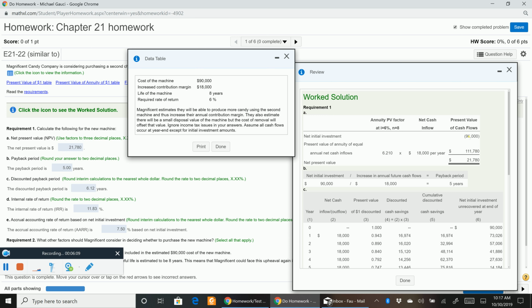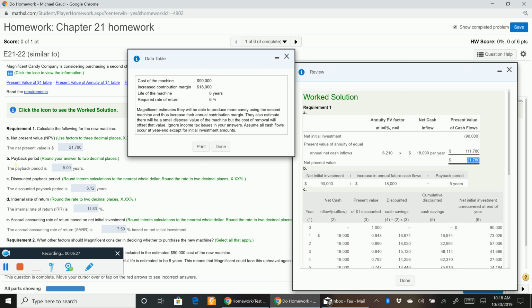$111,780 minus the net initial investment. You can see the net present value of this particular investment is positive. As long as the net present value is 0 or positive, 0 or more, financially speaking, it can be accepted.